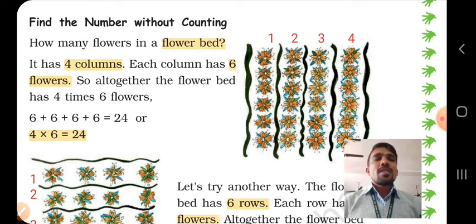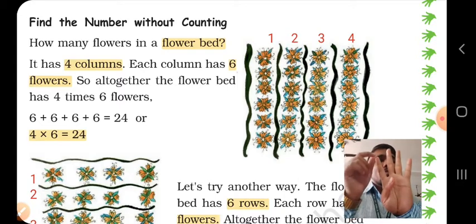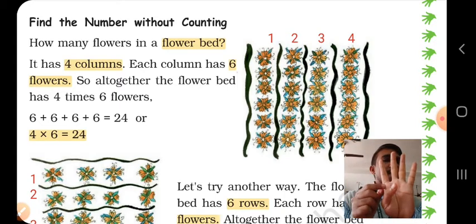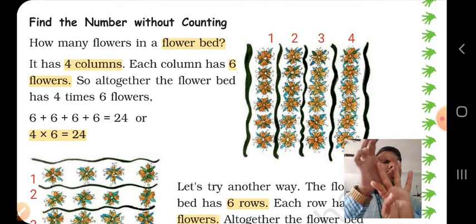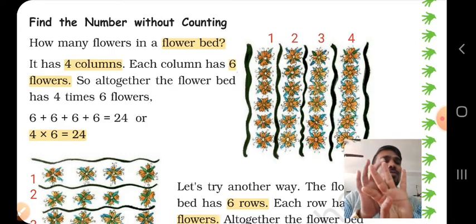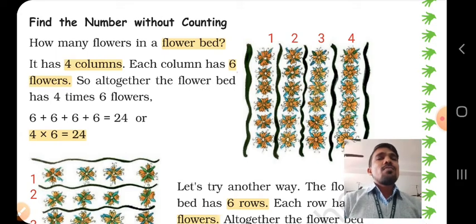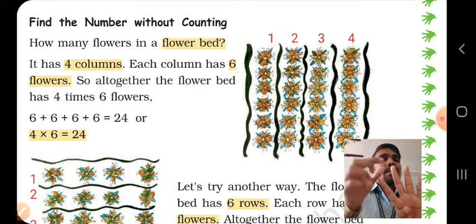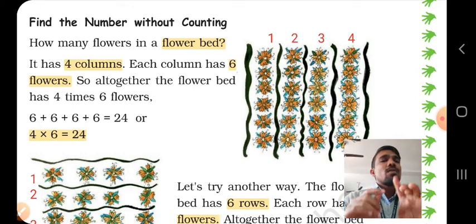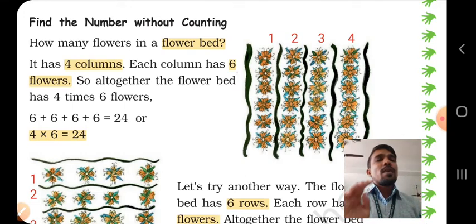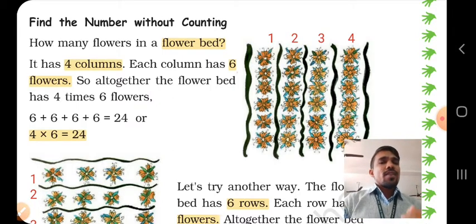So here how many columns are there? There are 4 columns. Already I have numbered them 1, 2, 3, 4. Each column has 6 flowers. Each column has how many flowers? 6. First column has 6 flowers. Second also 6. Third column also has 6 flowers. Fourth column also has 6 flowers. So altogether the flower bed has 4 times 6 flowers. 6, 6, 6, 6. How many times? 4 times. So 4 times 6, that is 4 multiplied by 6, 24.